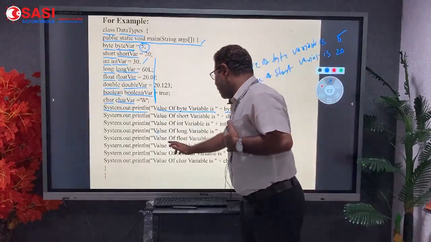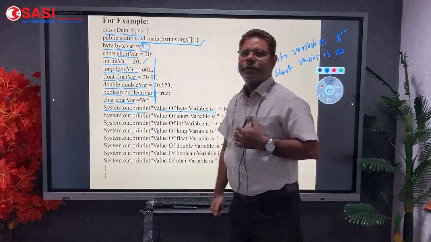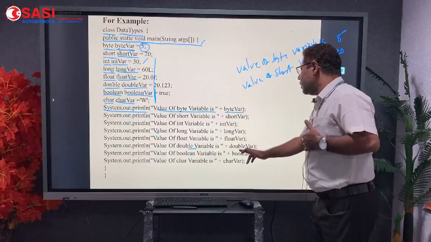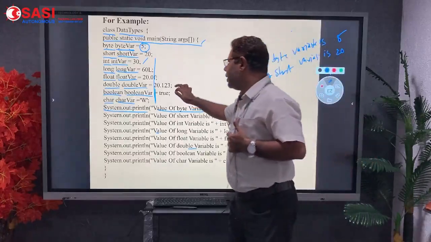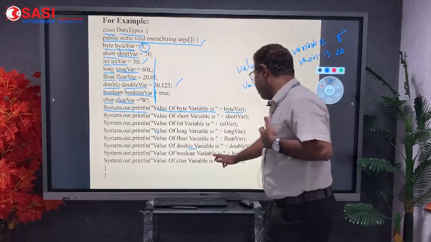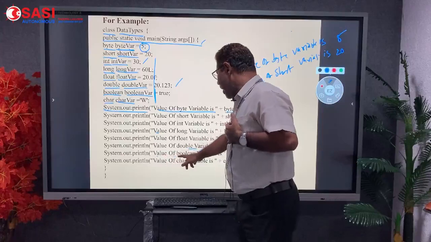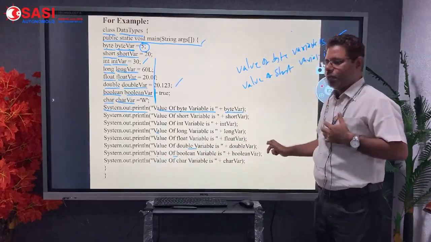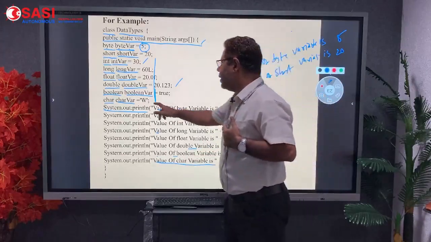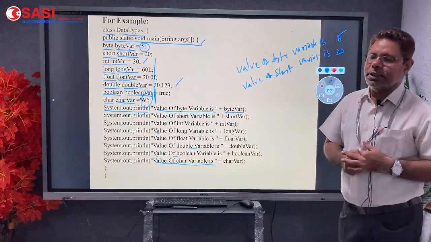Next, the value of the float variable is, what is the float value? 20.0. Next, value of the double variable is, the double value is 20.123. Similarly, the value of the boolean variable is, what is the boolean variable value? True. So the output is value of the boolean variable is true. Similarly, the value of the char variable is, what is the char value? W. So the output is value of the char variable is W.